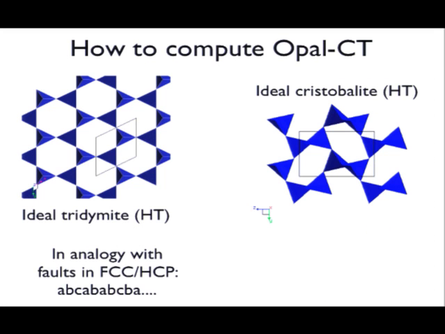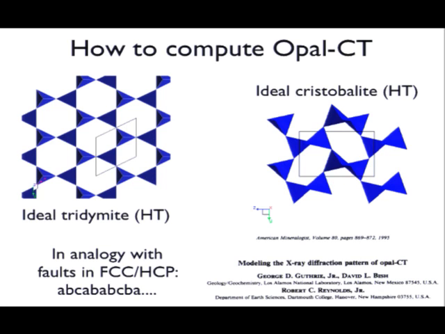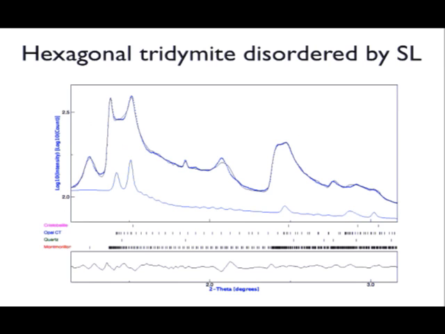Opal-CT was another story, and actually this one also is a faulted structure, similar to what you get in FCC HCP. And it can be modeled by the ideal tridymite at high temperature, a crystallite. This was proposed by Guthrie, Bish, and others in '95. So they use a crystallite for modeling it, okay? But using the single layer model, you can do the same. So you take the hexagonal tridymite, and you just model a turbostratic disorder.